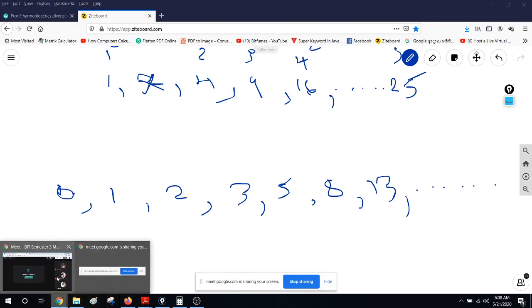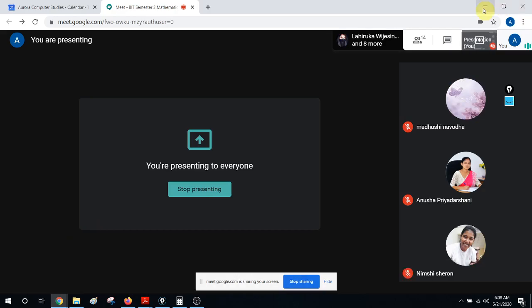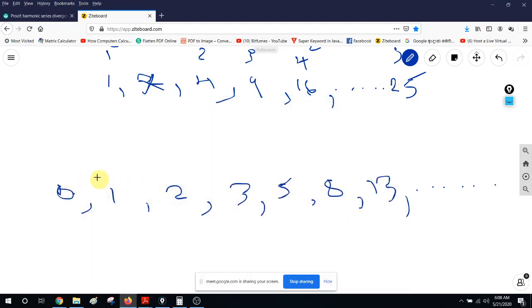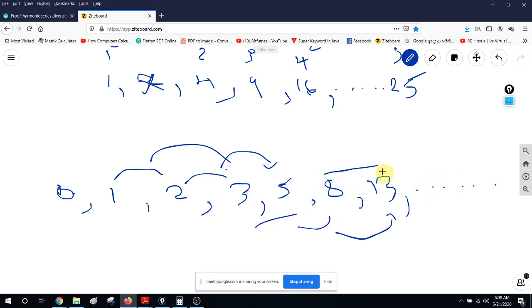Can someone tell? No one can see the pattern. So forget about the first one: when you add this one and this one, you get the next one. 2 plus 1 is 3, then 3 plus 2 is 5, then 5 plus 3 is 8, 8 plus 5 is 13, and the next one is going to be 13 plus 8, which is 21. Then the next one is going to be 34. Likewise, I can keep running forever.